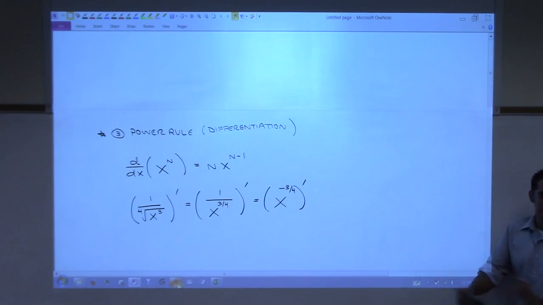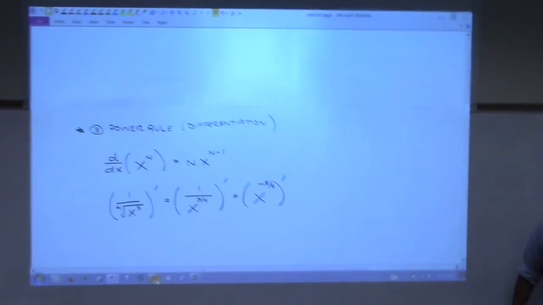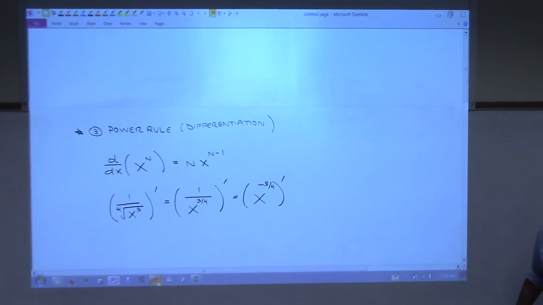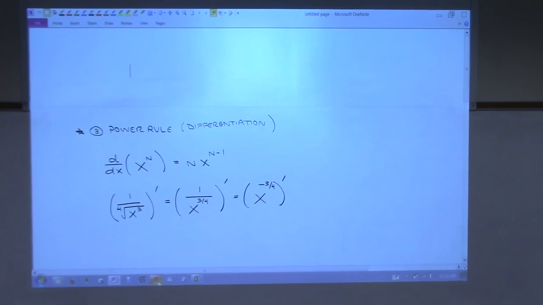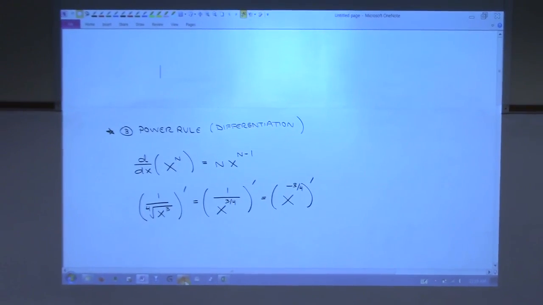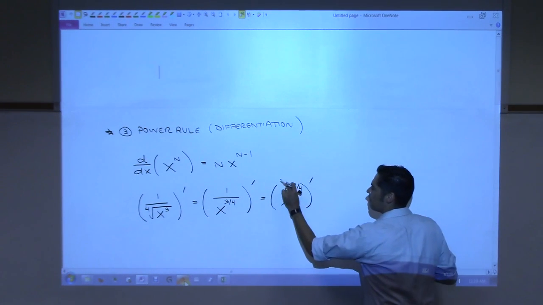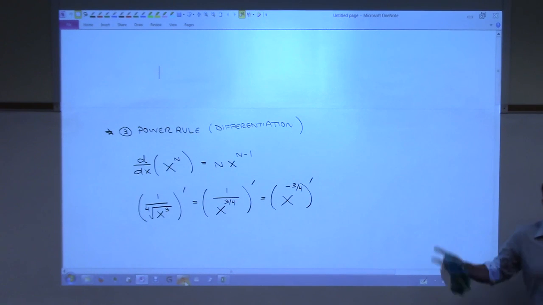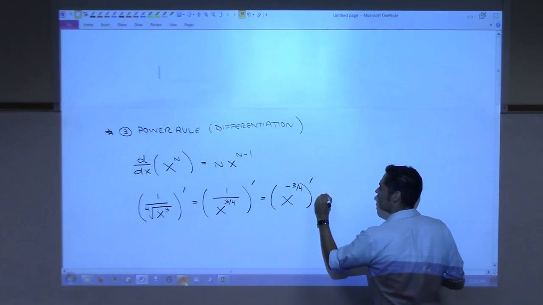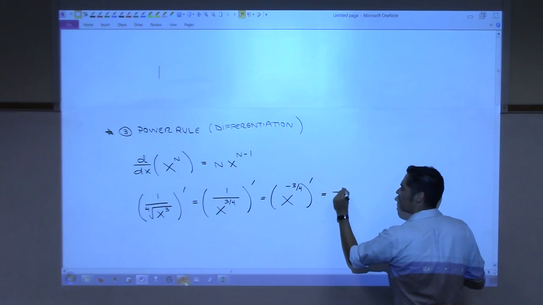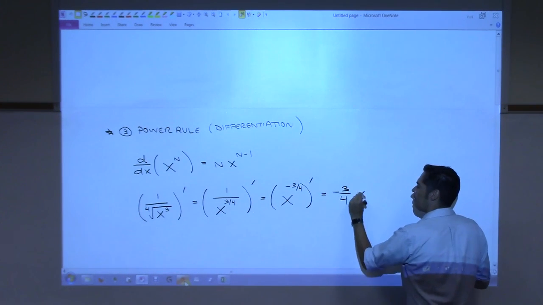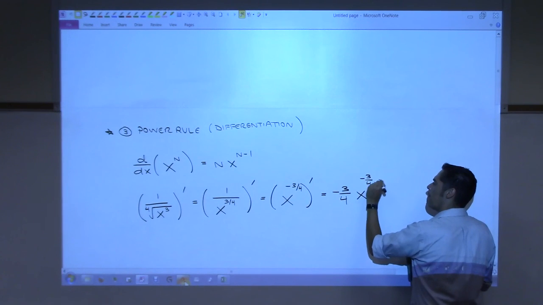And I haven't taken any derivatives yet. I'm just rewriting everything. It's all right, but let me make sure everything's still there. Okay, we should be all right. And now we can apply the rule. So negative 3/4 comes out. X to the negative 3/4 minus 1.